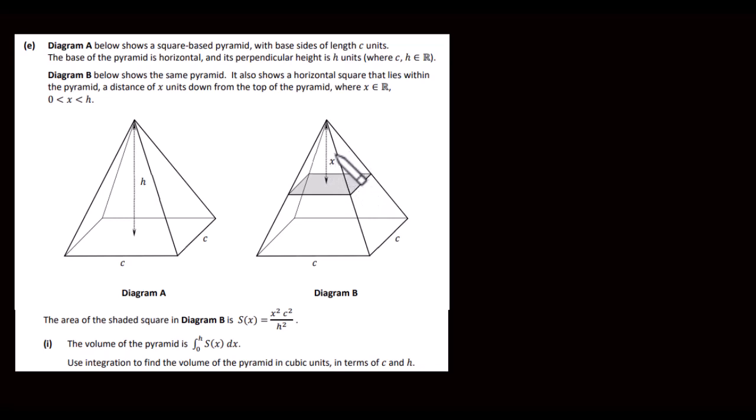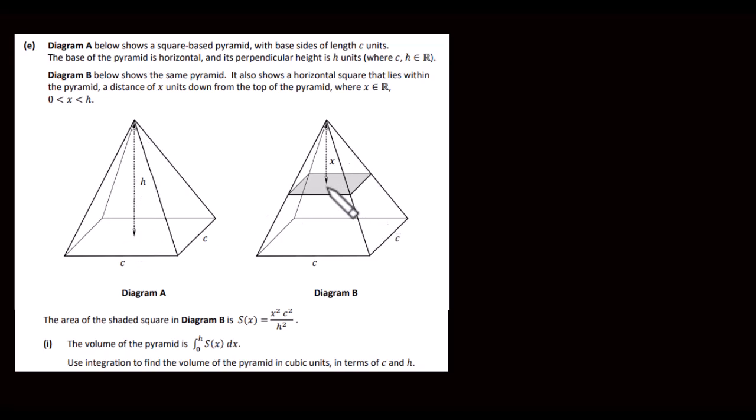x is real, x is between 0 and h. Now the area of the shaded square is given by this function here. So the area of this shaded square is given by c squared x squared over h squared. The volume of the pyramid is going to be the sum of all these areas here as x goes from 0 up to h.